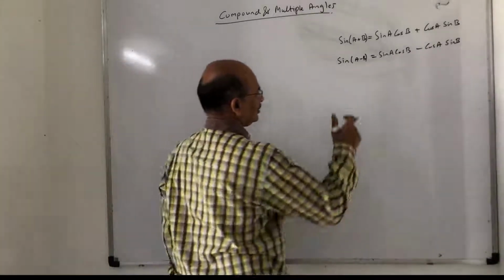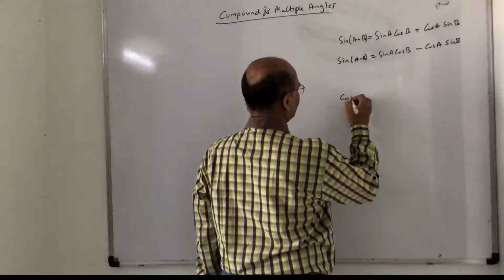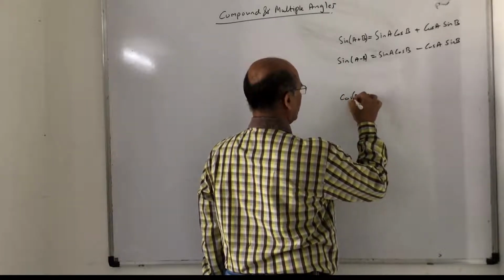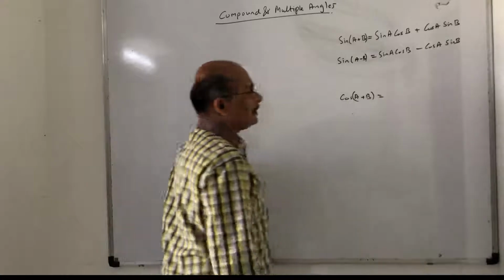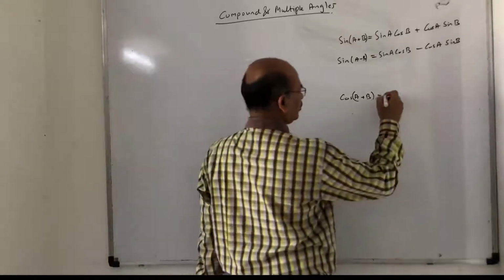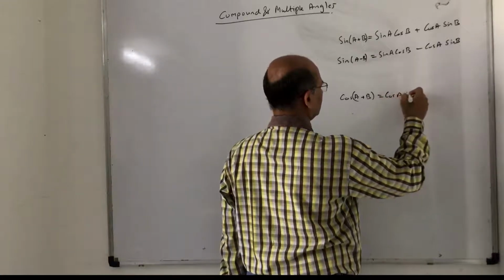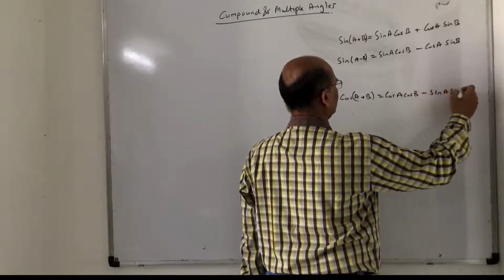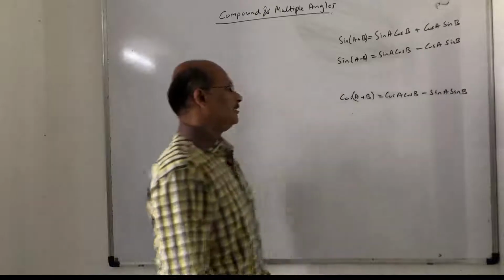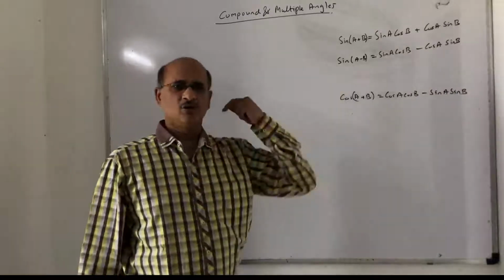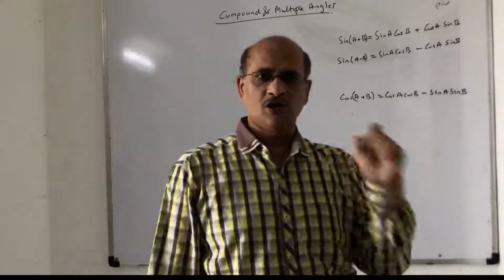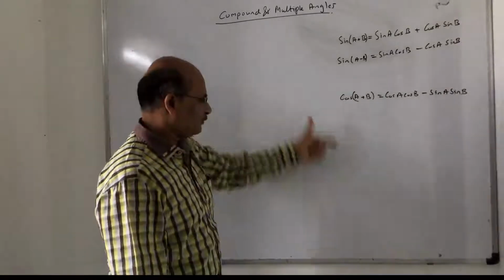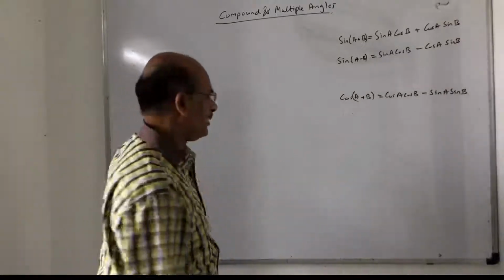Similarly, let us talk about cos(A plus B). Now cos(A plus B) is very simple. It is cos A cos B minus sin A sin B. This you have to memorize, because you can derive it, but the scope of the derivation is not there for the syllabus. So just these 4 to 5 formulas, just learn them properly.